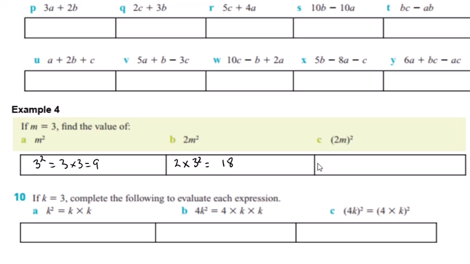And notice the difference between this one and the last one. In brackets we have 2m and it's all squared. So we write out our bracket, we do 2 times 3, squared. That's what it looks like. So in our brackets first, 2 times 3 is 6. So then it's 6 squared. 6 squared is 6 times 6, which is 36.